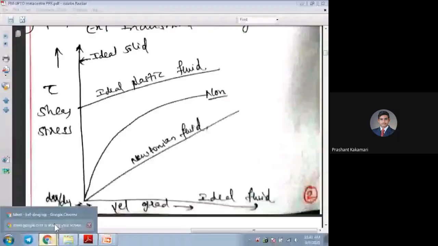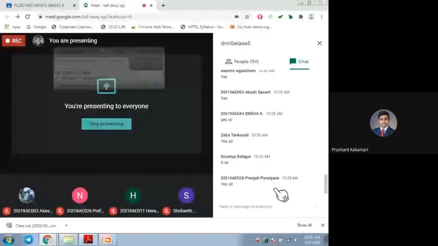So I hope the graph is clear to everyone. The shear stress, if it is proportional, it is a Newtonian fluid, otherwise it will be different fluids. Yes.